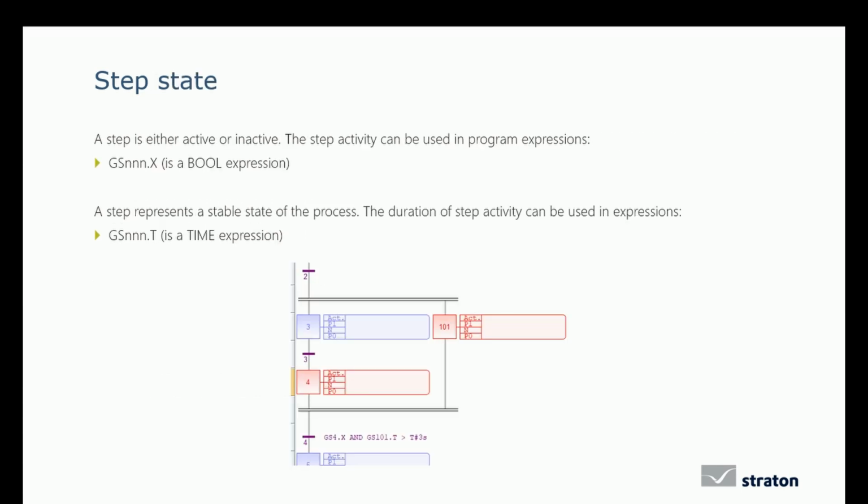A step is either active or inactive. The step activity can be used in the program expressions using GSN.X, which is a Boolean expression. A step represents a stable state of the process. The duration of a step activity can be used in expression using GSN.T, which is a time expression.